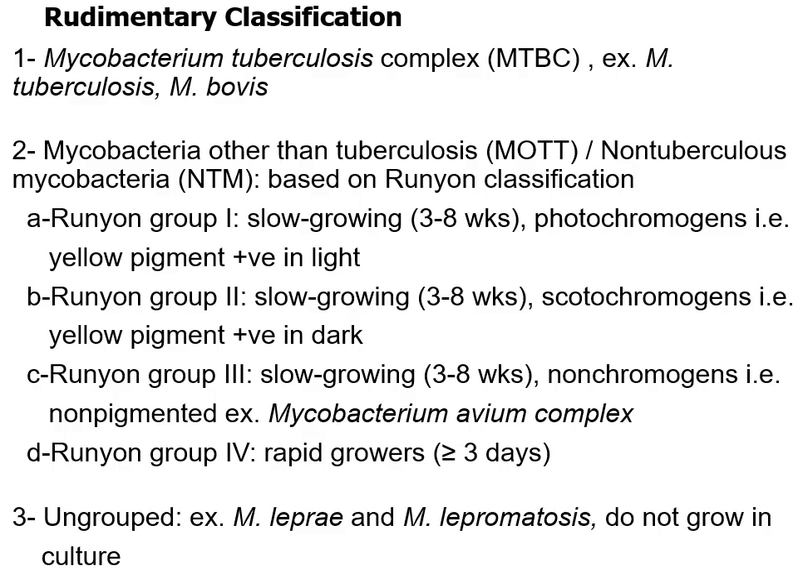And then the last Runyon group 4, these are rapid growers and they usually grow within 3 days or a little bit more. And the last group, or rather class under this rudimentary classification, they are the ungrouped organisms, and these include all the other types of mycobacteria that cannot be grouped into the first two classes. And so this includes Mycobacterium leprae and lepromatosis. These cause leprosy, as you'll see later on in the lecture, and these do not grow in culture.